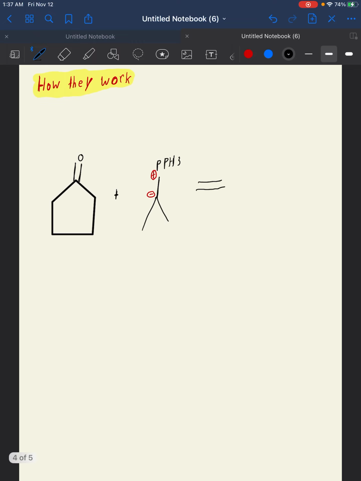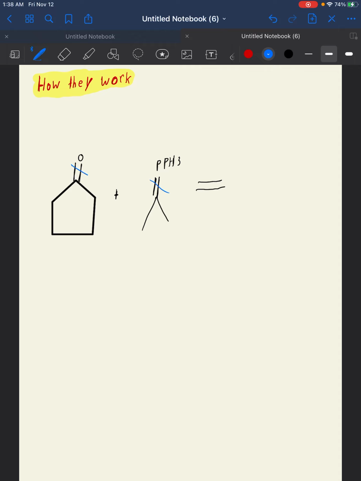Now, with that being said, how do these actually work? Well, you're probably going to be given a molecule that looks like this. It's not going to actually have the double bond formed yet. So what you're going to have to do in your head is just put a double bond there, okay? It's not hard. If you see a positive and negative, just put a double bond there.